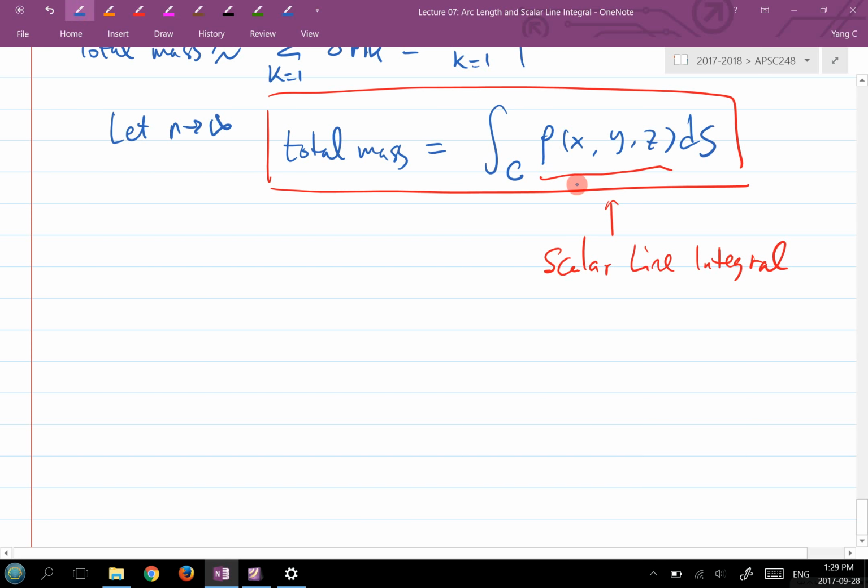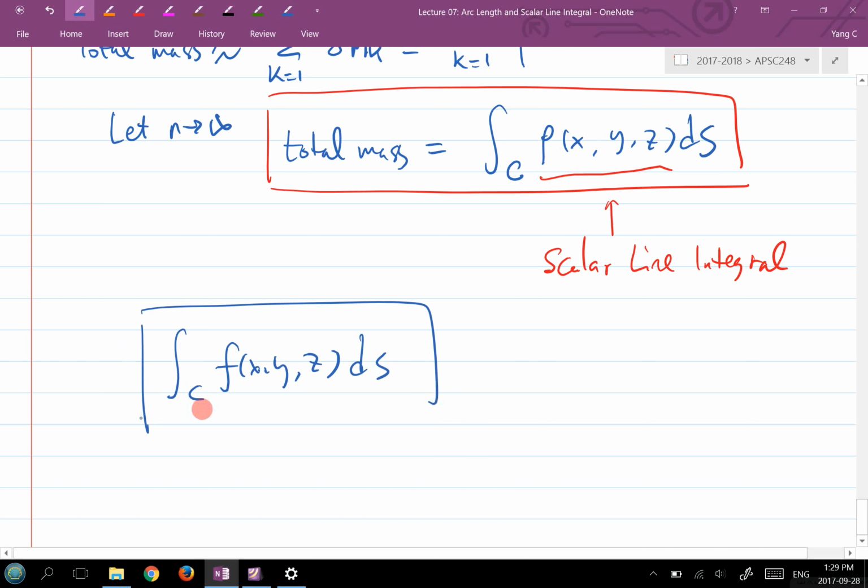I approached this with a very specific idea, which is to calculate the mass of a certain wire, right? But mathematical notation doesn't restrict itself to one type of application. So honestly, what you should write is something very general here. This is basically a general expression for any type of scalar line integral.